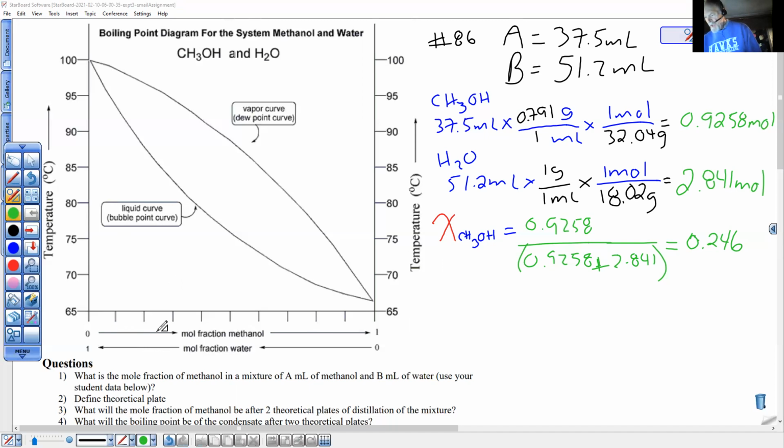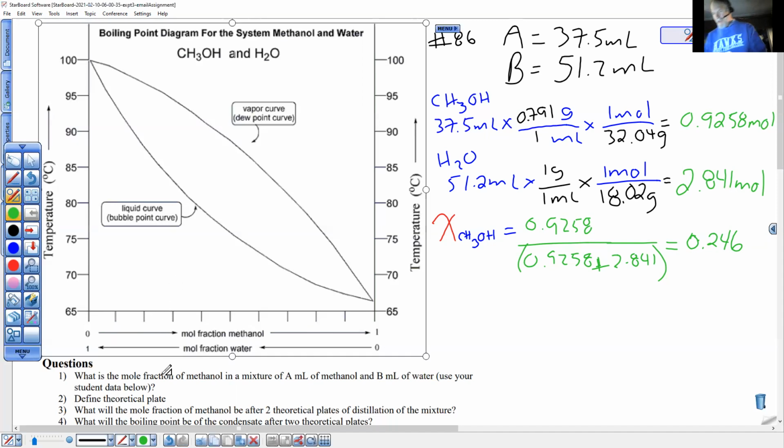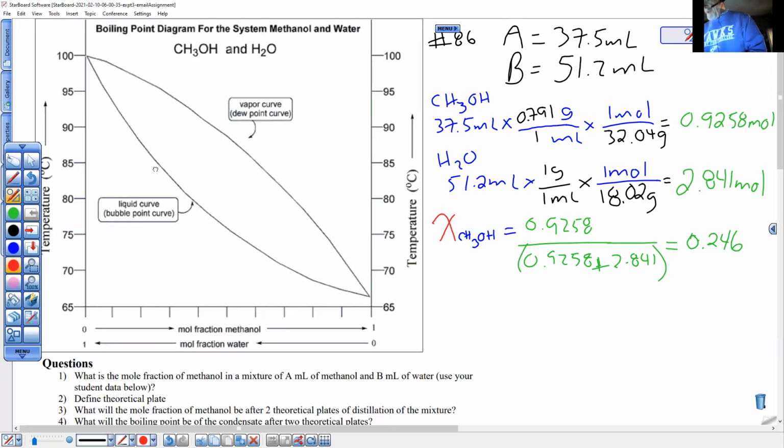So I'm going to try on the screen to go right, starting here, and using a ruler all the way up to the liquid curve, because we're starting with a liquid mixture. Milliliters of methanol mixed with milliliters of water is a liquid mixture. And we're trying to go from the middle here all the way up to our curve.